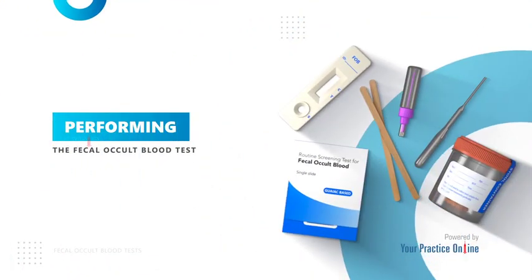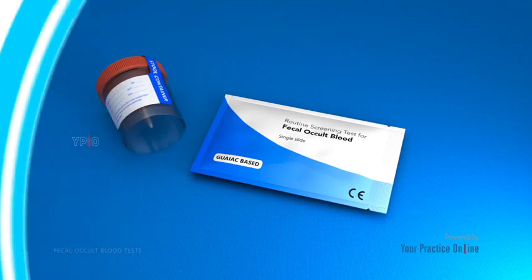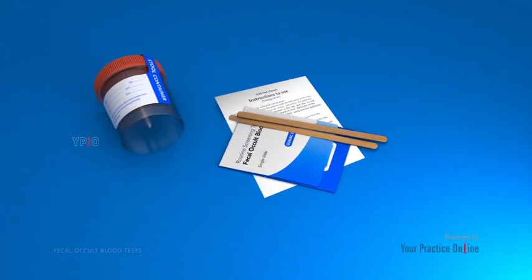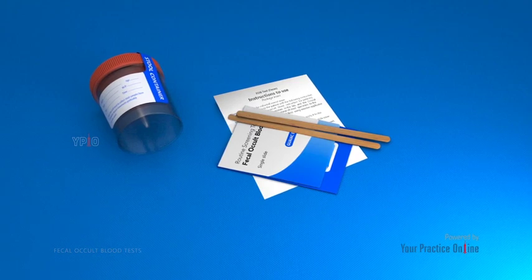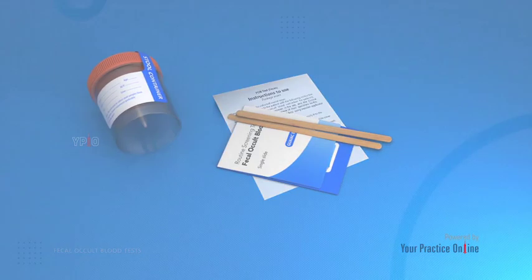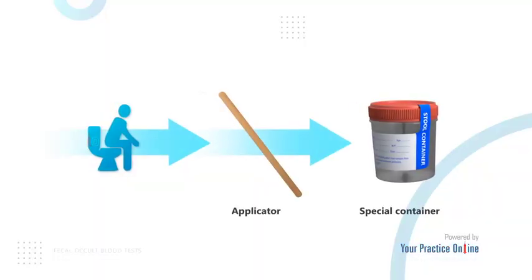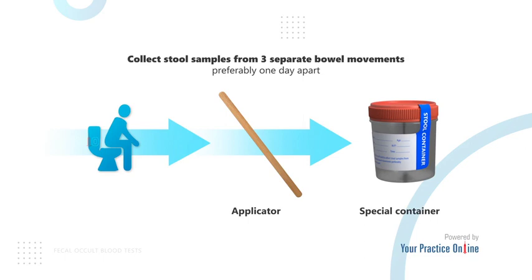Performing the fecal occult blood test. You will be provided with a test kit that contains the necessary supplies and specific instructions. The basic steps are as follows. An applicator from the test kit is used to collect the stool sample and put it into a special container. You will need to collect stool samples from 3 separate bowel movements, preferably 1 day apart.